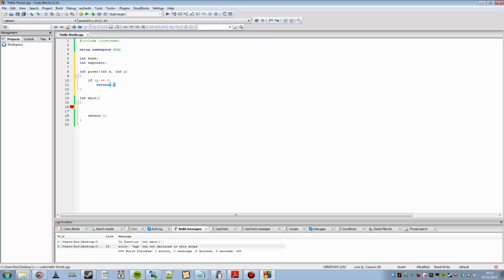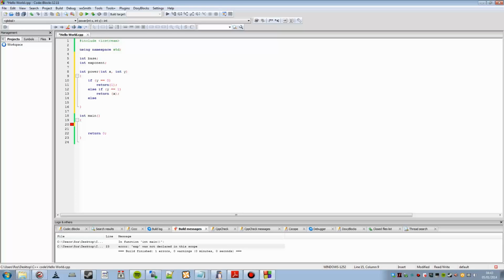Now what this does is, if the exponent is 0, then it's going to return 1, because anything to the power of 0 is 1. So the next thing we're going to, don't forget the semicolon. Next thing we're going to do is the else if y is equal to 1. Now anything to the power of 1 is just itself, so we'll return x. And the last one, else.